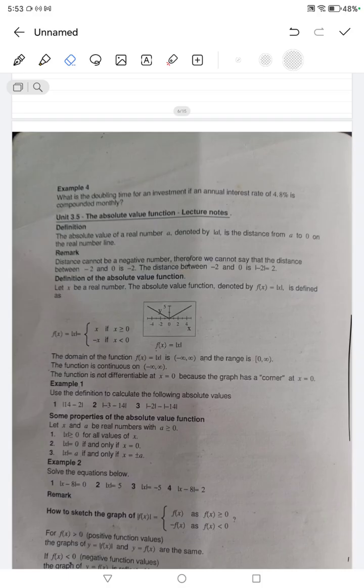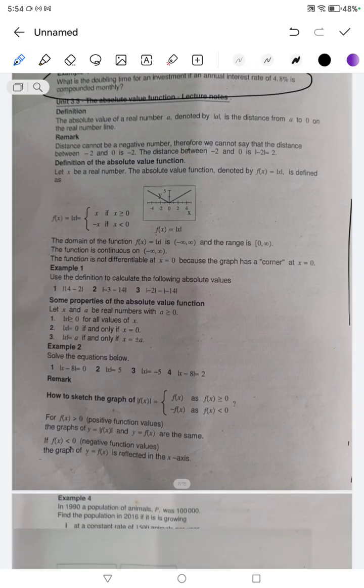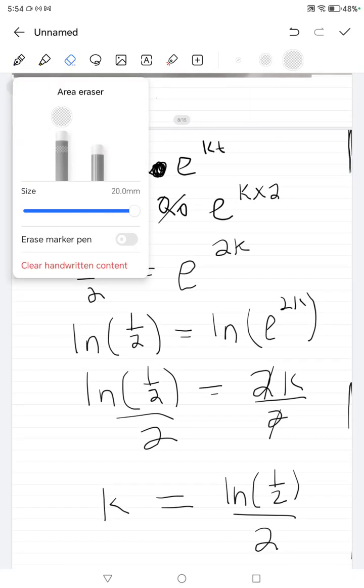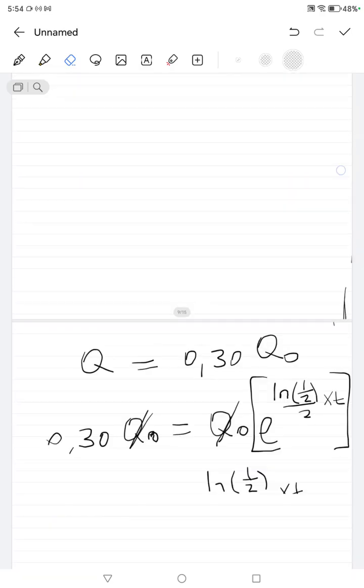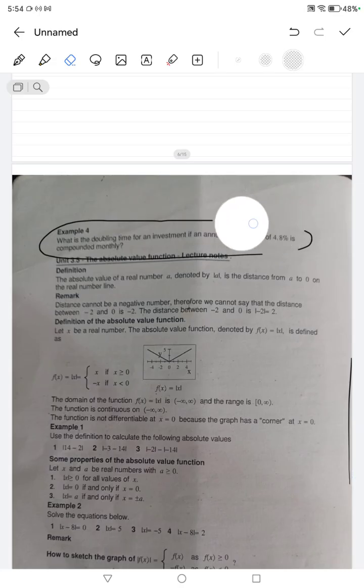Oh yeah, as I was saying, I was just checking for something. We have one more example this side. Then they're saying something, we've done something similar actually. They're saying what is the doubling time of an investment if an annual interest rate of 4.8% is compounded monthly. So let me just write it down this side, then you'll finish it going down on your own, or just write it next to the question to be faster.